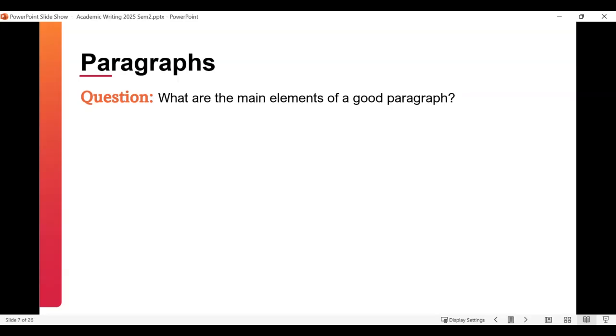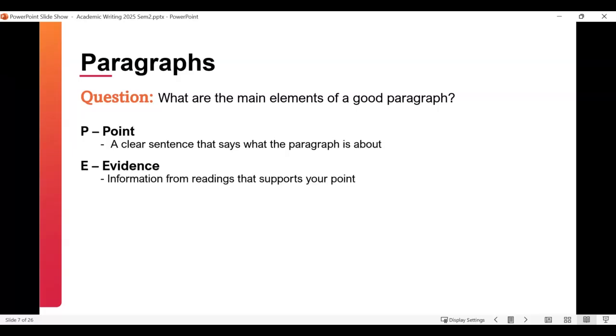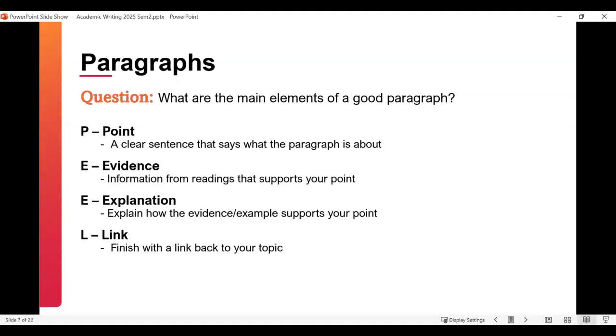Exactly. So we also have Deepu, I hope I'm saying your name correctly, who says main topic, introduction, supporting sentence, evidence and analysis, and example. Perfect. I'm asking this question because there are quite a few different ways we can talk about the sections of a paragraph. But one method that's quite well known is called PEEL. So you have point, evidence, explanation, and link.